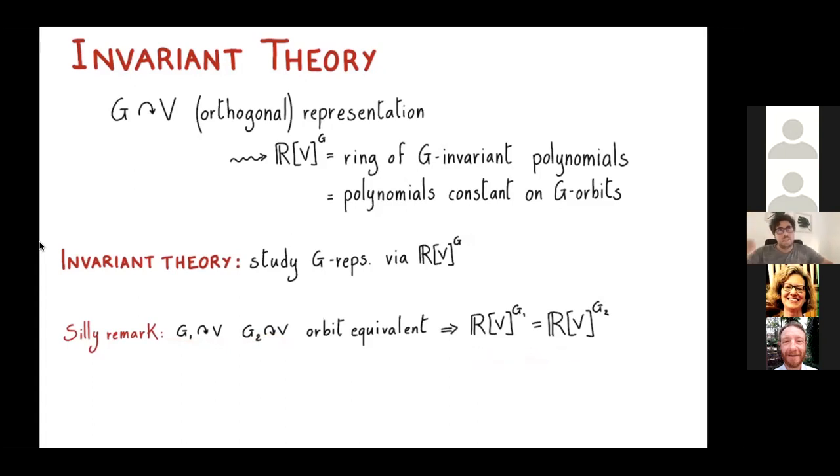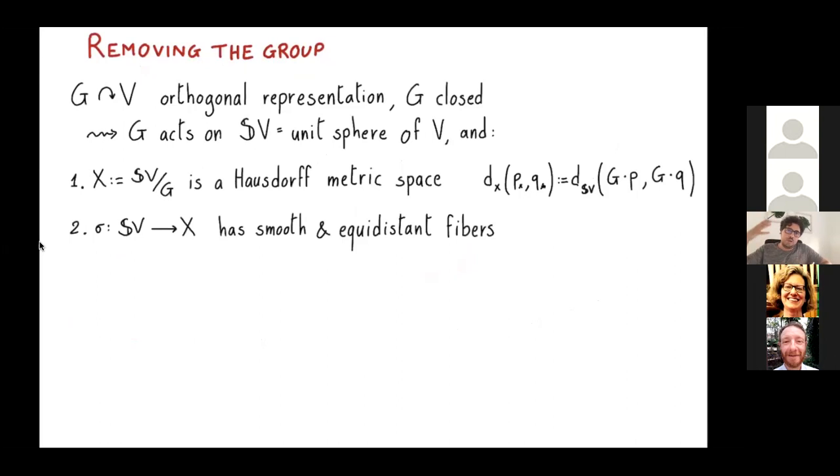This suggests already the idea that when you look at the algebra of invariant polynomials, you're not really studying the action itself, but rather the decomposition into orbits that it creates. This goes in the direction that it's not really the group that you are studying, but something slightly different. In fact, the point here is that we try to remove the group from the picture.